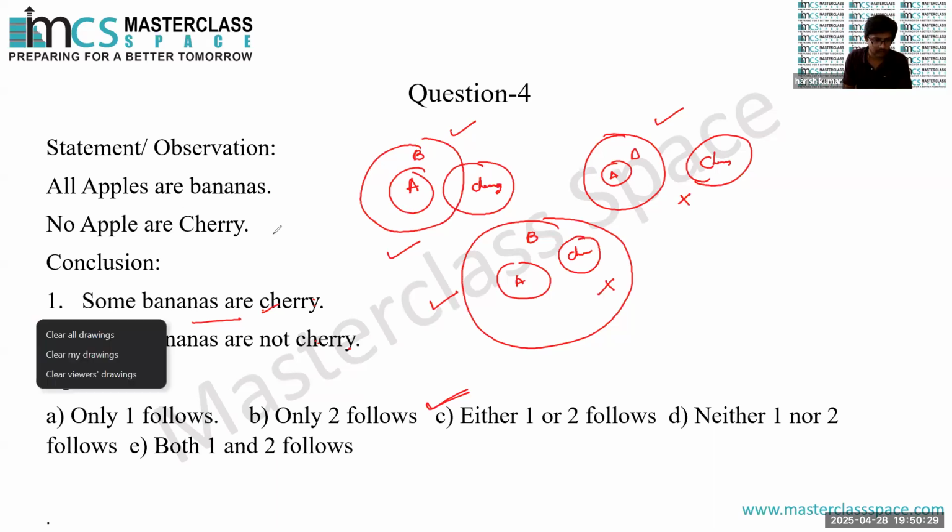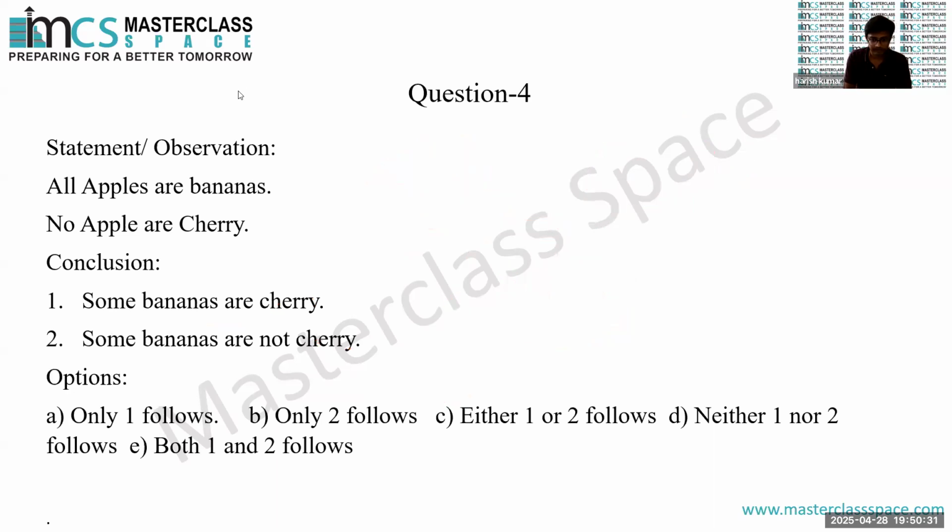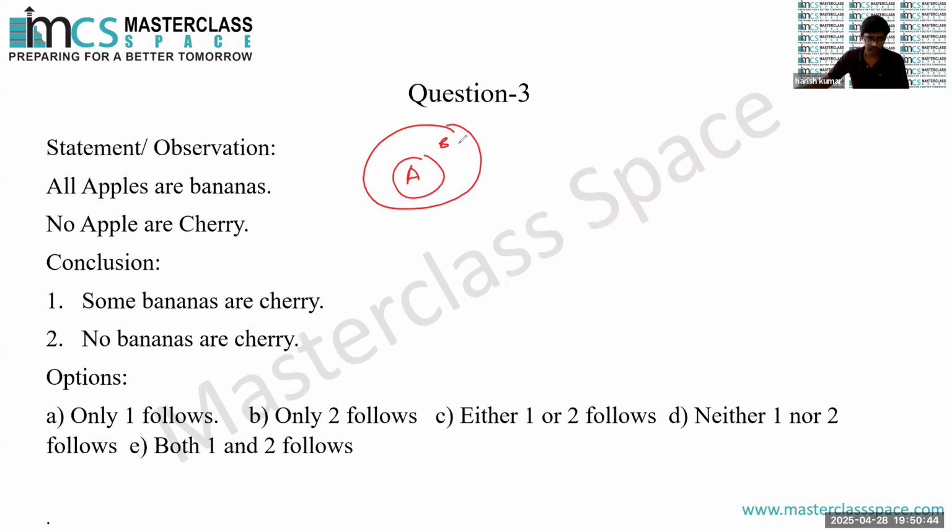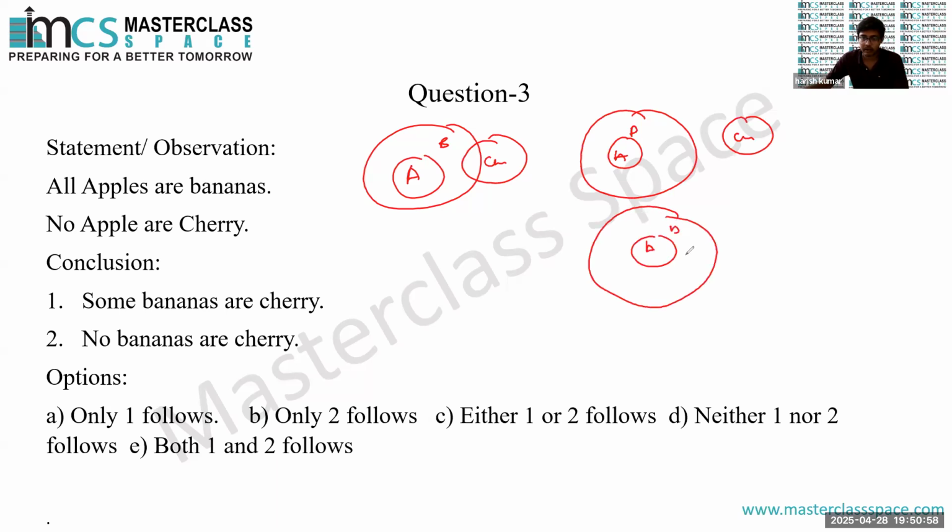Let me clear all my drawings. Now let's come to this one: some bananas are cherry. Again, all apples are bananas, no apple is cherry. So one case, apple, banana, cherry. This is the second case. Apple, banana, and cherry. This is the third case.